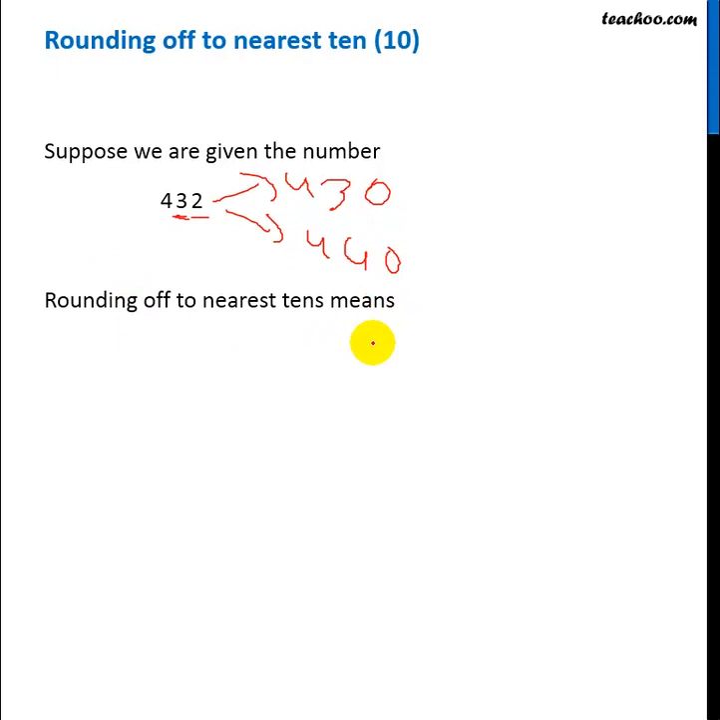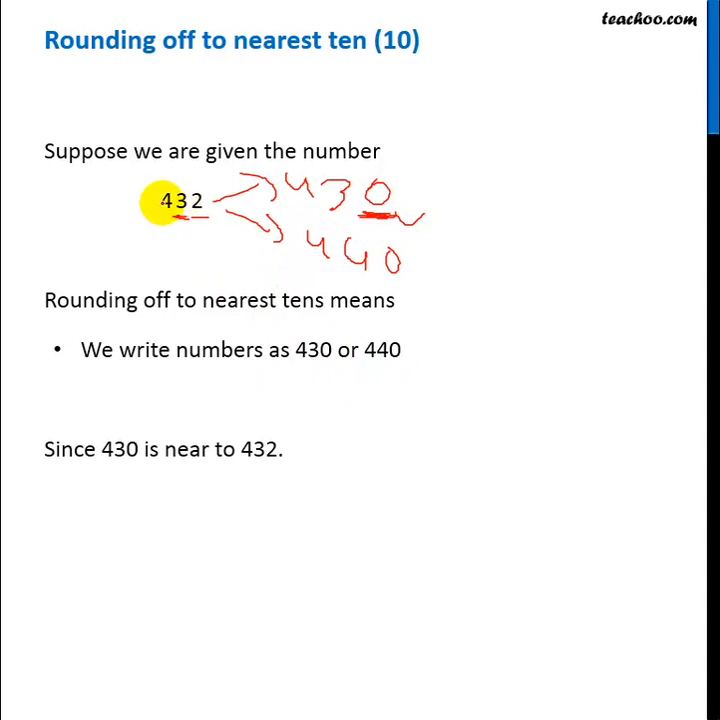So rounding off to nearest 10 means nearest 10 should come in the last digit. It should be 30 or 40. Now since 432 is near to 430, we say that 432 rounded off is 430. Let's look at other examples as well.